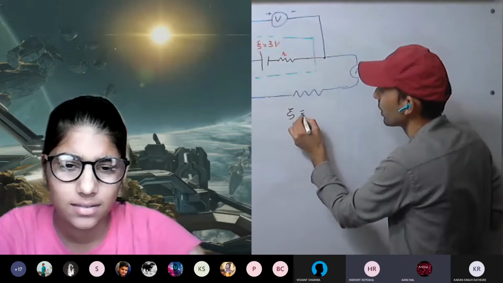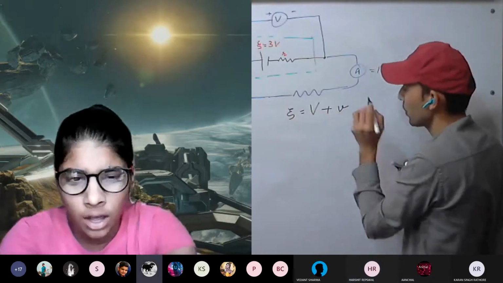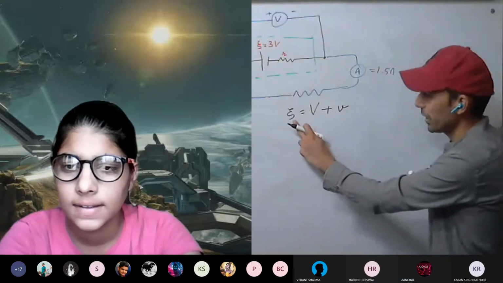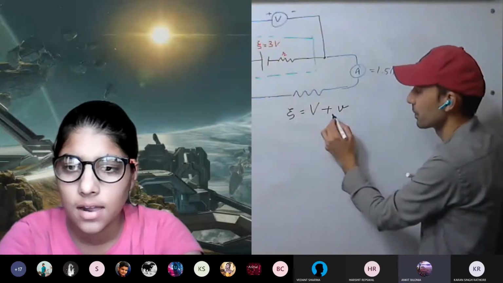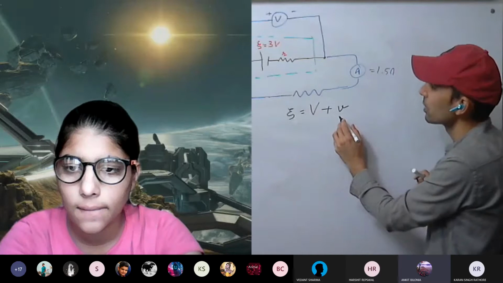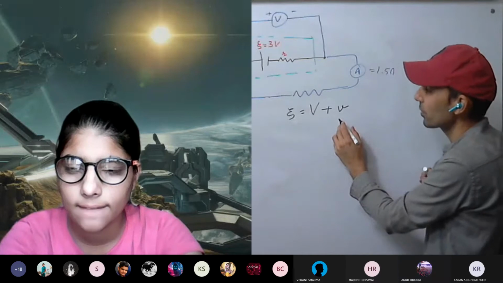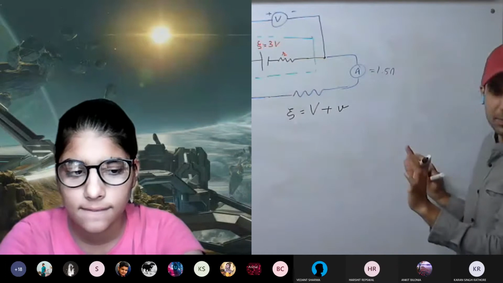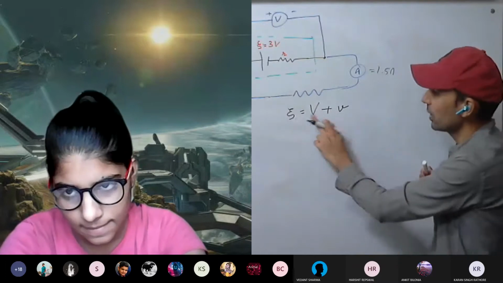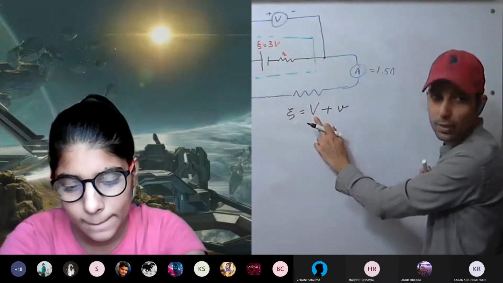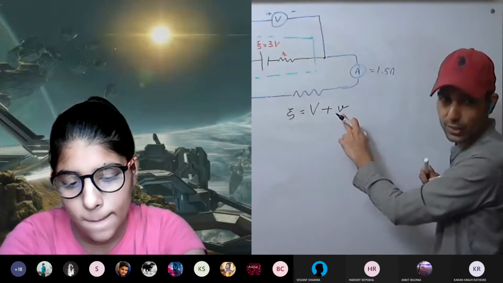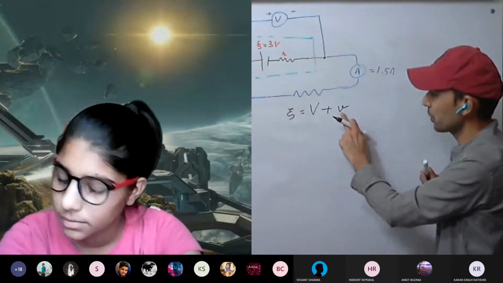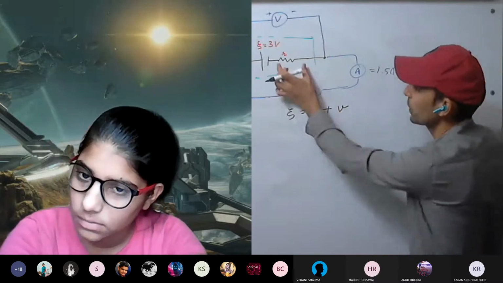We can use the very basic formula: E equal to V plus v, where v is IR. Sir, v is equal to E minus V. Okay, this is the basic formula we have remembered. This we all know. EMF equal to terminal voltage plus voltage drop. This is clear. Voltage drop is this.